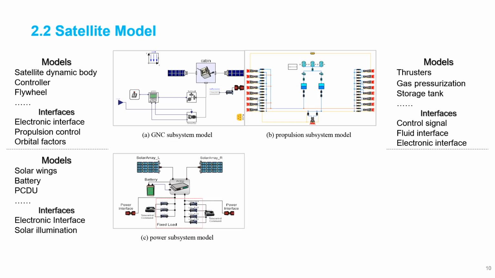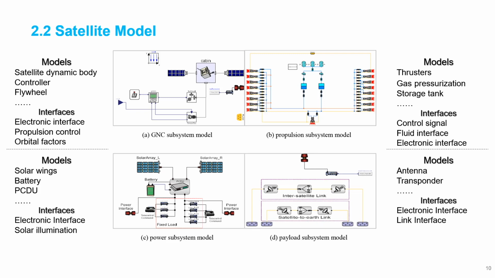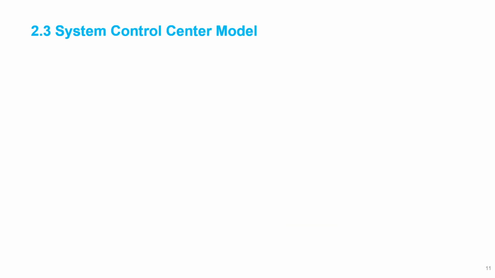Power subsystem includes 2 solar wind models, a battery model, a power controller model, and a load model. Payload subsystem is generally composed of antenna models and transponder models as shown in Figure D. The System Control Center model belongs to the ground segment. The main function in the satellite constellation is to maintain the stability of the constellation structure.